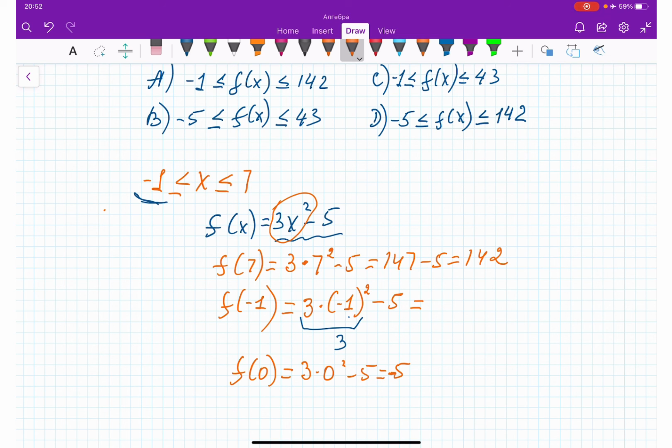Therefore, since it's going to be positive no matter what, instead of negative 1, I'm taking 0, because among the positive results, 0 will provide the minimum result. That's why we take 3 times 0 minus 5, and it's going to be negative 5, which gives you result D.